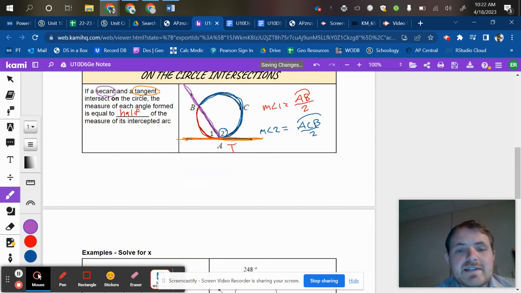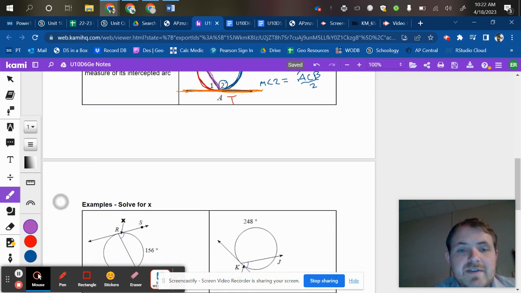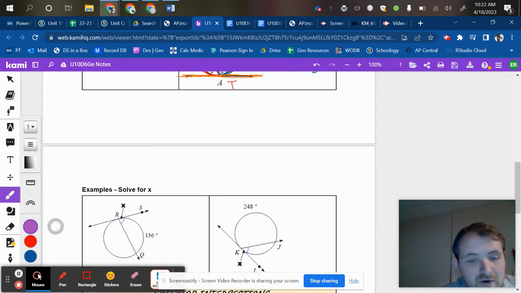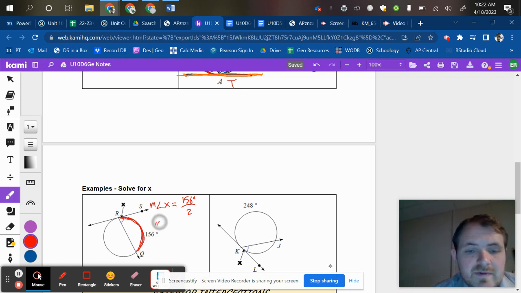So if we use that concept where you're just cutting it in half to figure out these down here, if you look at angle X, it's hitting and creating 156. So the measure of angle X is going to be just 156 degrees, all divided by 2, to give you 78. You could find the other angle if you want.